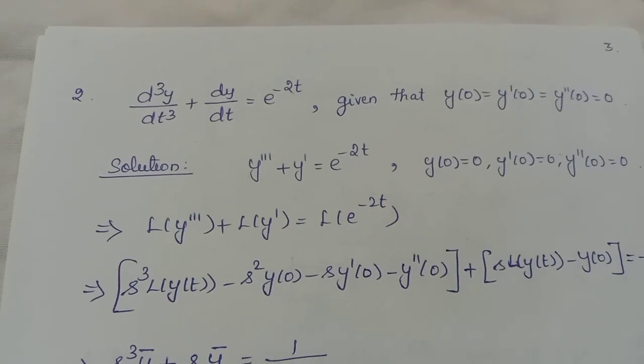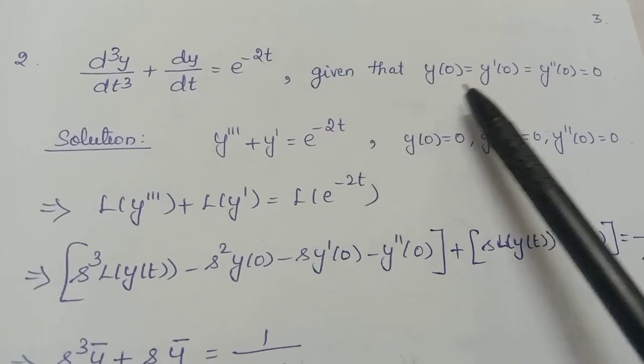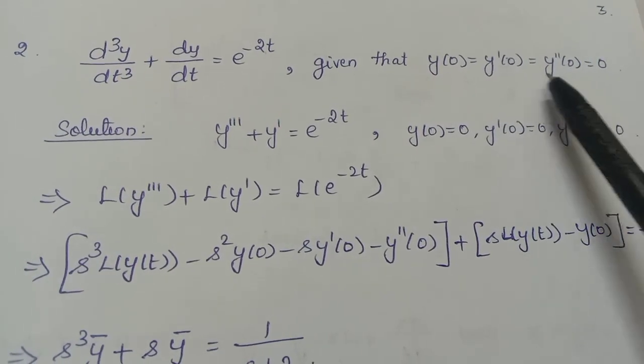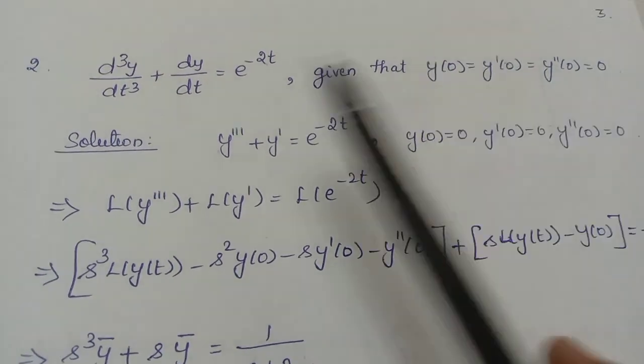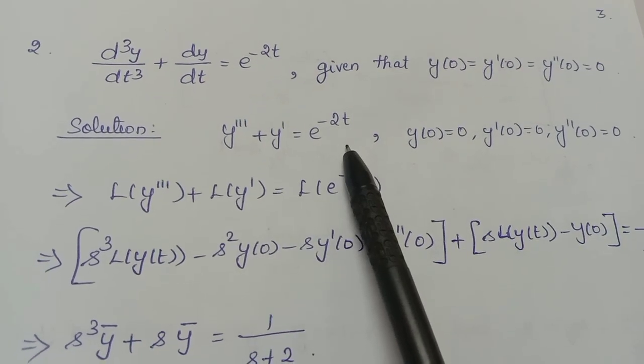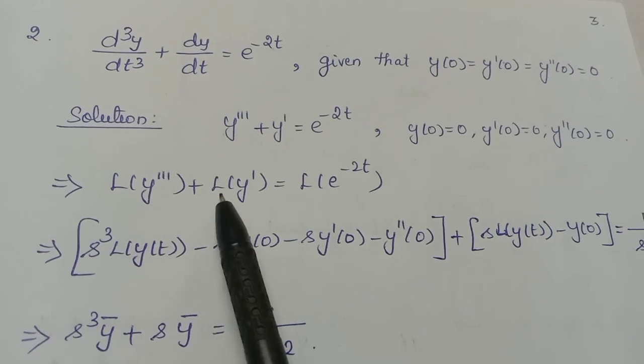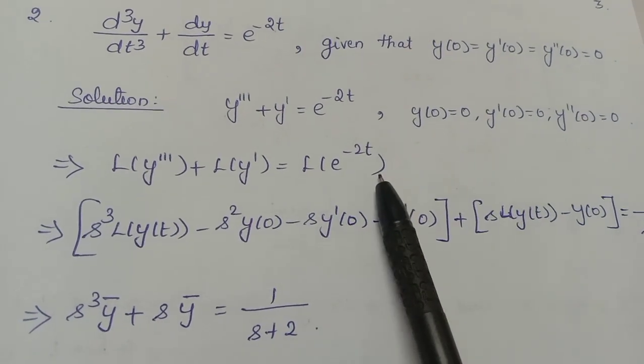d cube y by dt cube plus dy by dt equal to e power minus 2t, given that y of 0, y dash of 0, y double dash of 0 all are equal to 0. This equation can be written as y triple dash plus y dash equal to e power minus 2t. Now you take Laplace transform on both sides. So L of y triple dash plus L of y dash equal to L of e power minus 2t.